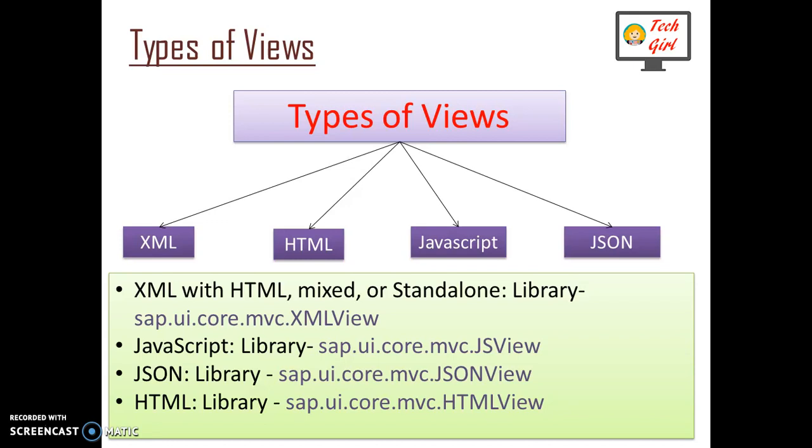So as if you have used Java coding, then we have import statements in it. But in SAPUI5, similar to it, we have library functions, which is sap.ui.core.mvc.XMLView, used for XML with HTML mixed or standalone. You can use this library. For JavaScript, we can use sap.ui.core.mvc.JSView, the same as JSONView, same for HTMLView.